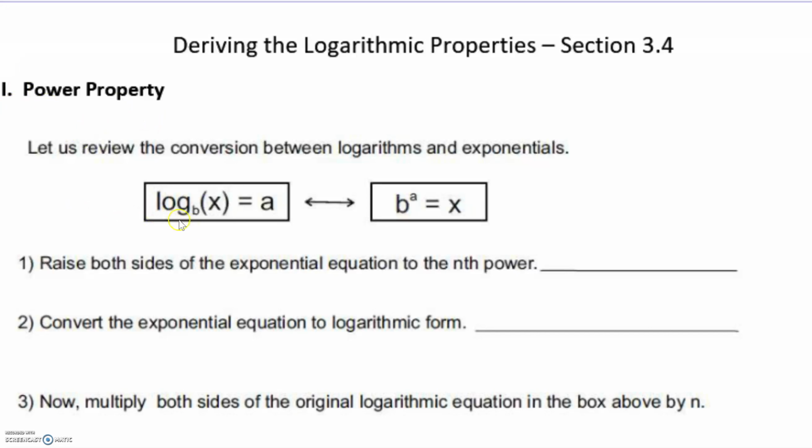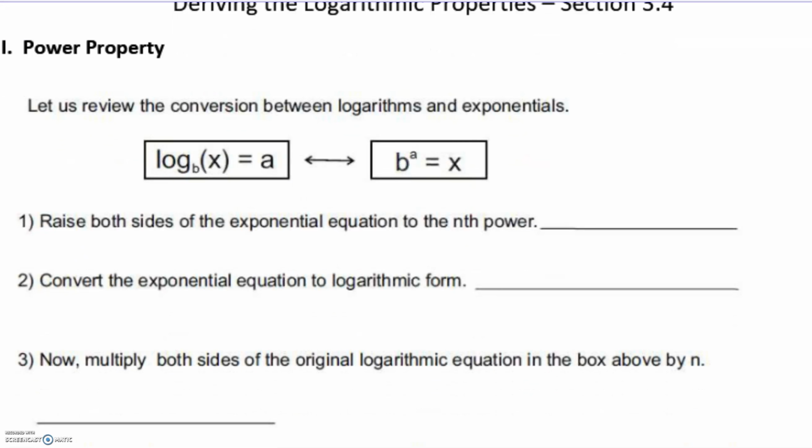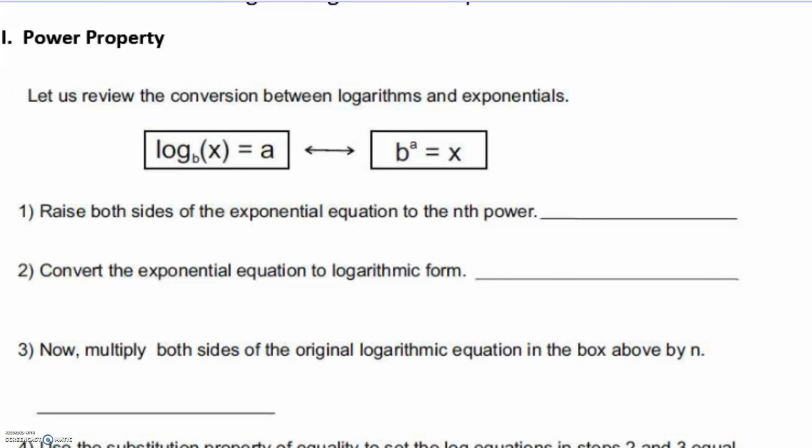As you can see up here, it says let's review the conversion between logarithms and exponentials. Right here, log base b of x equals a is equivalent to the expression b to the a power is equal to x. And so, we've been working with that over the last couple of sections, so hopefully you're very familiar with that. These steps here are going to guide us through deriving the power property, which again, we have used in this chapter even, but now we're going to derive it.